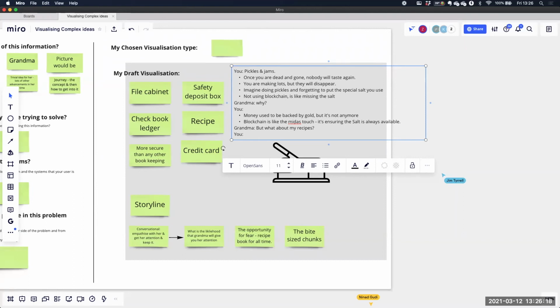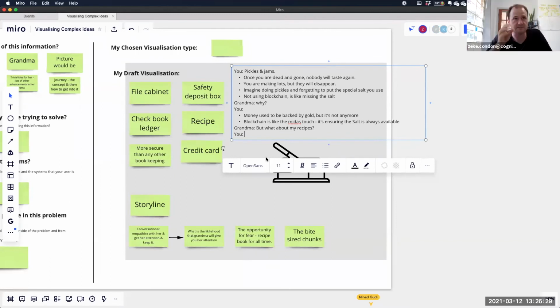And then Grandma says, but what about my recipes? How do I make sure that my grandchildren know how to cook my recipes? Well, there you go. Your recipes are safe and they're secure within the blockchain. So the key here is a single key to each of your individual grandchildren. They have the key to that blockchain. And now you understand that analogy.